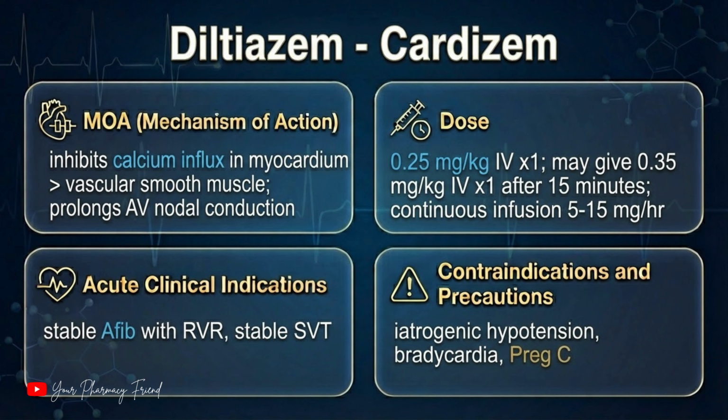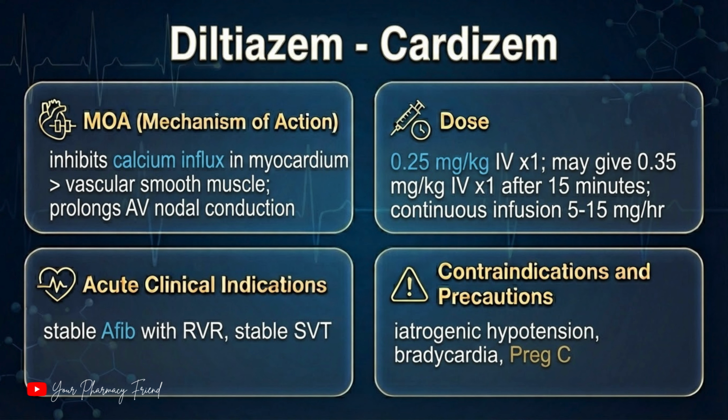Diltiazem, which is commonly marketed under the brand name Cardizem. Diltiazem is classified as a non-dihydropyridine calcium channel blocker, and it is frequently used in the management of certain supraventricular cardiac arrhythmias. Let's begin with the mechanism of action.